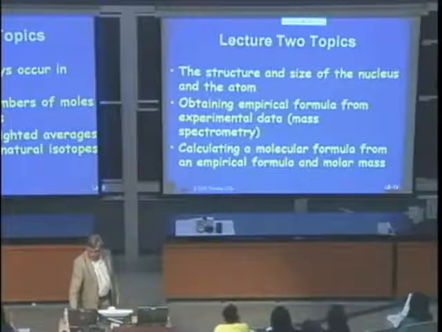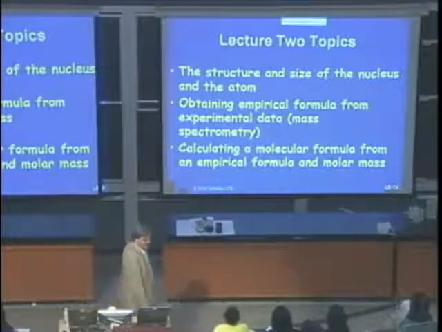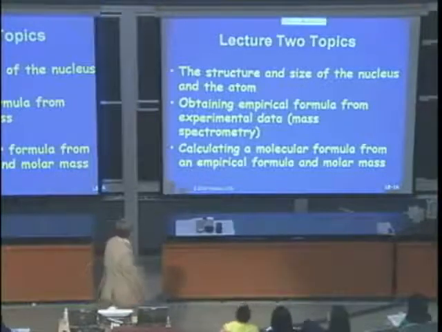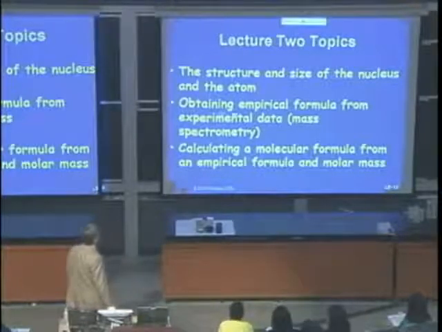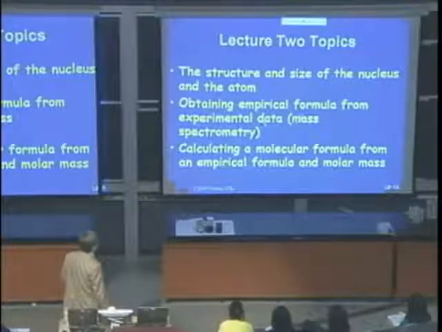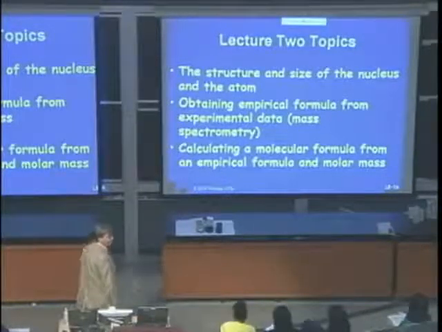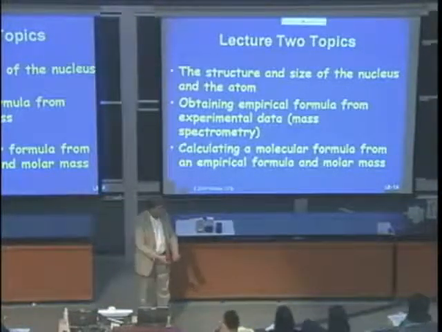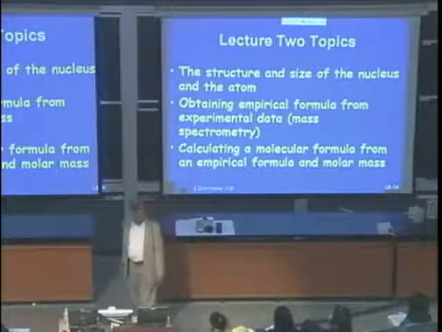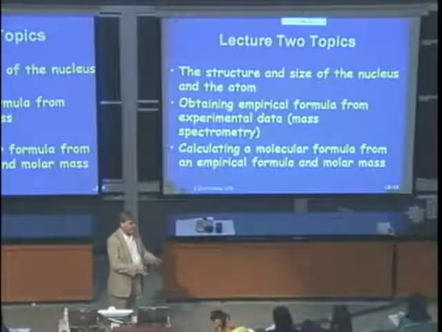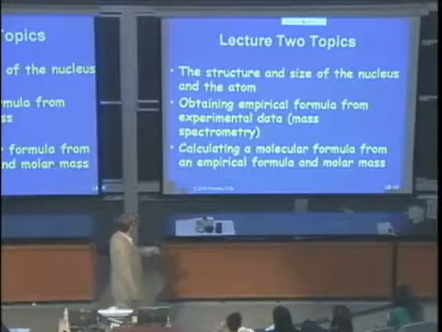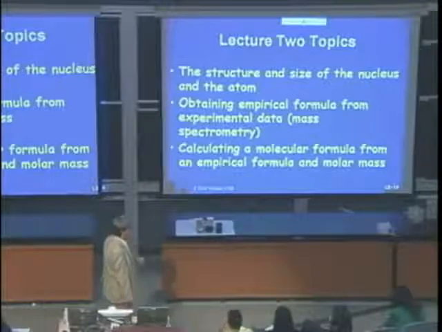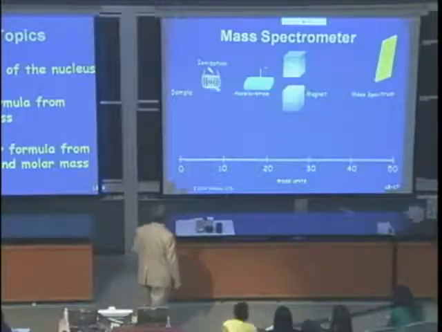The structure and the size of the nucleus and the atom, we talked about this. I just talked about the size of the nucleus and the atom. So we also talked about obtaining empirical formulas from experimental data. That was mass spectrometry. This was combustion, either combustion of hydrocarbons, where we make CO2 and water. And by the amount of CO2 and water that you have, you can calculate the empirical formula. And if you have the molar mass of that, then you can get the molecular formula of this. And you need to remember something like this, not necessarily this.